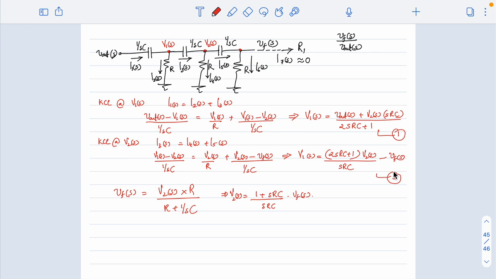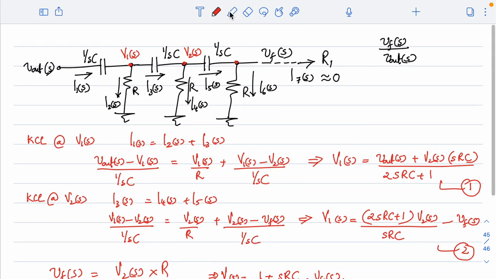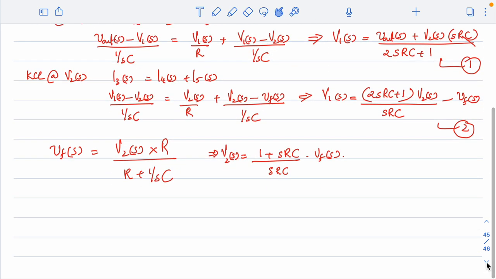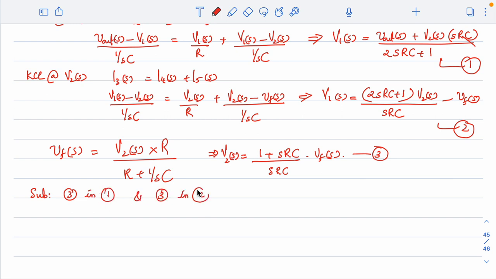Right. Now, I have the V2 expression, right? So I will substitute this V2 expression back into 1 and 2. Let me do that. Can I get some response in the chat window? Are you following what I am doing here? So, substitute, this is 3. Substitute 3 in 1 and 3 in 2. Substitute this V2 in both 1 and 2, so that I will get two expressions.